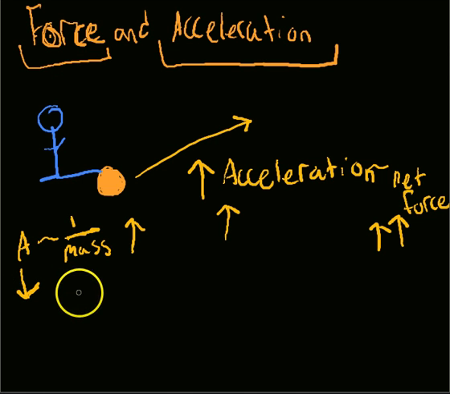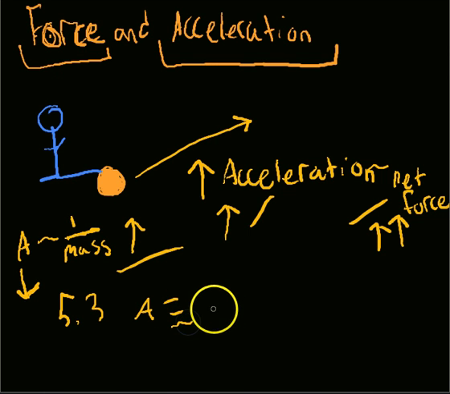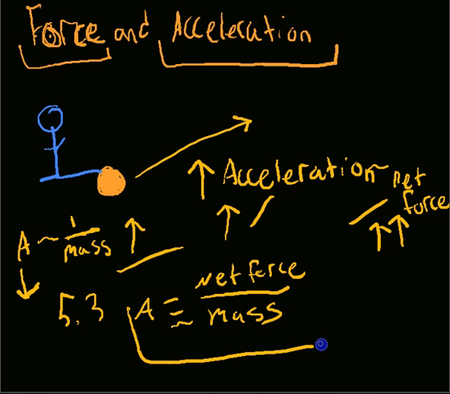Now we ask, how can we combine these? I want to know how I can relate acceleration, mass, and net force all at one time. And we move on to Newton's second law, 5.3, which says that acceleration is equal to, or directly proportional to, net force over mass. You can use either one. This is the key principle that you'll have to know. Acceleration is equal to or directly proportional to net force over mass. So that's very helpful for us to know.